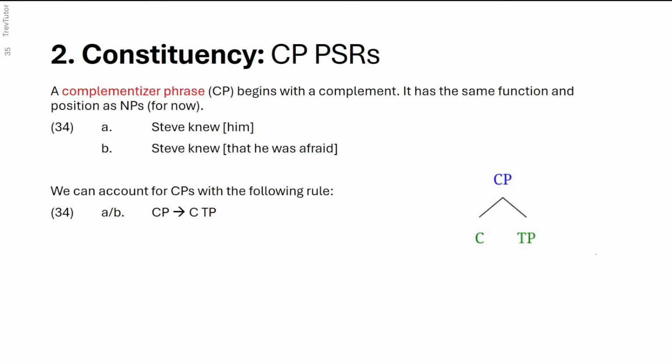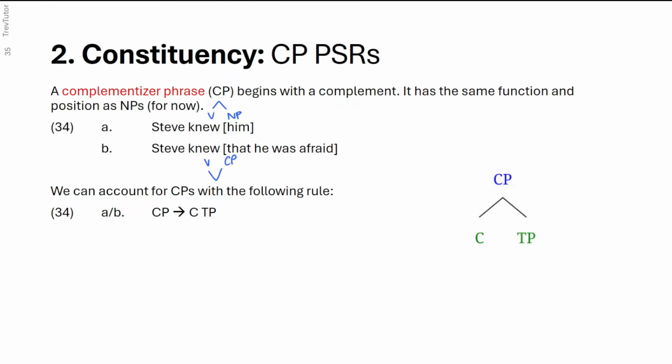Now, what about complementizer phrases? So we learned that complementizers exist and they're used to take a sentence and turn it into an object or subject, potentially other things in the future. So when we compare Steve knew him versus Steve knew that he was afraid, well, in one case, knew is going to take a noun phrase as a complement. And in another case, that he was afraid, it's going to take what's called a complementizer phrase as a complement.